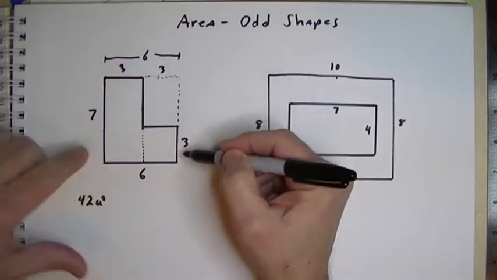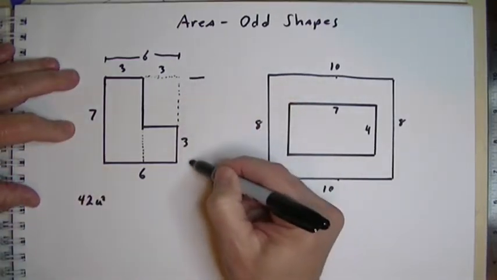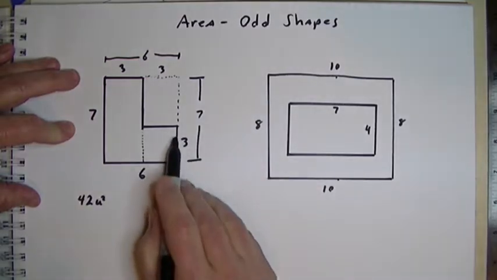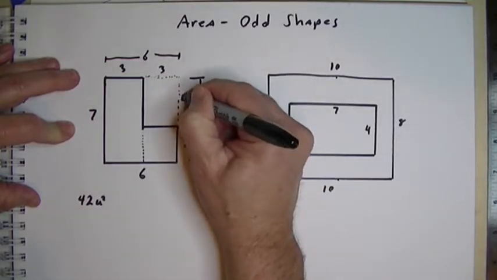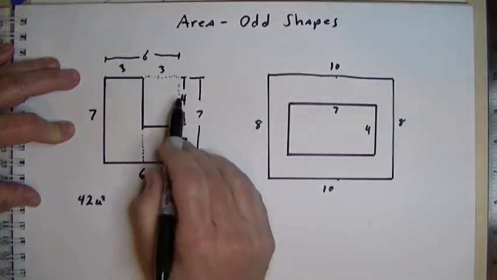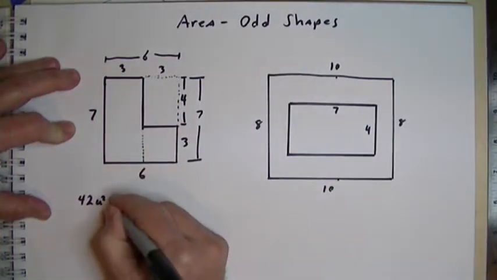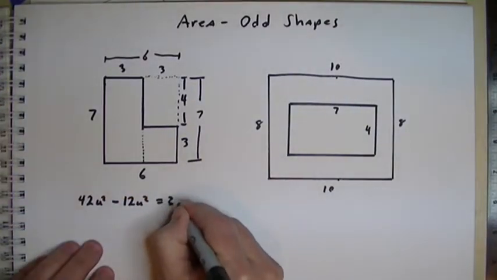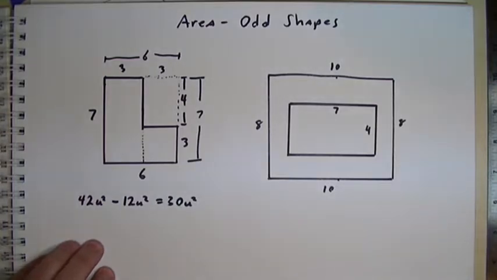Do the same thing here. From here to here is 7. And if I've already taken up 3, that leaves 4 for this area here. So now we have 4 times 3 is 12. We simply subtract 12 units squared, and we're left with 30 units squared. Okay, that's one way to do it.